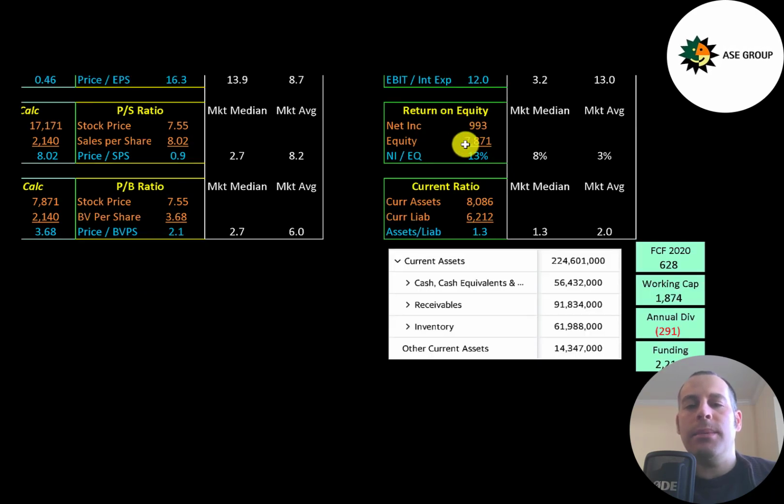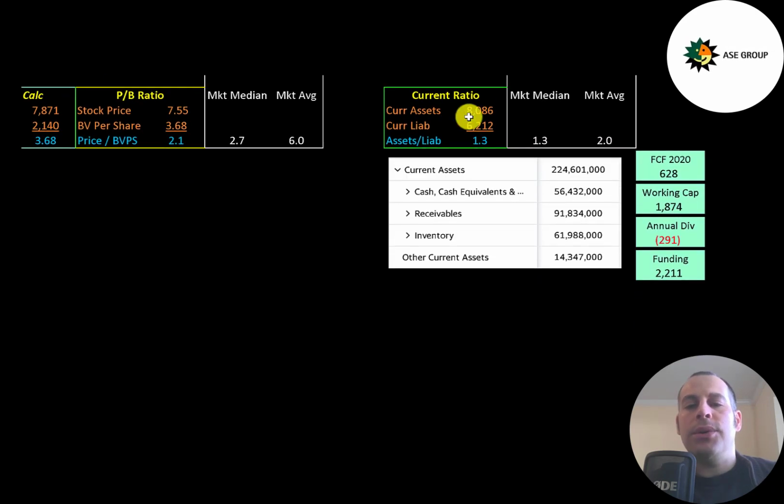ROE is net income over equity. They have a pretty good ROE at 13%. Current ratio is current assets over current liabilities. They have a good current ratio at 1.3. And it does look like the company's well capitalized.